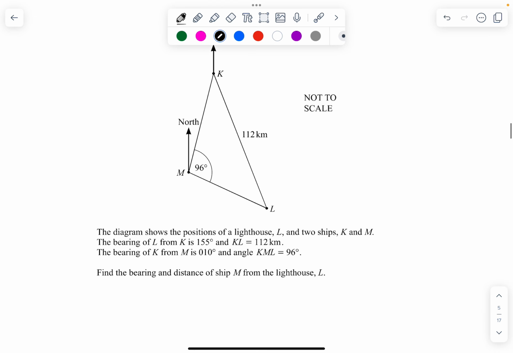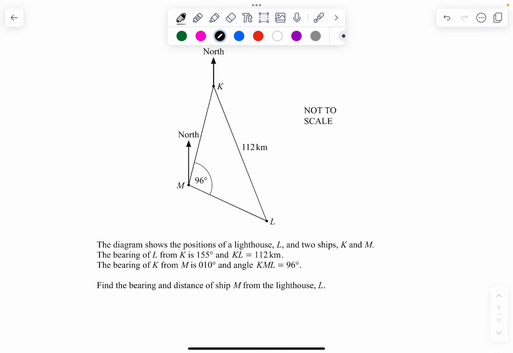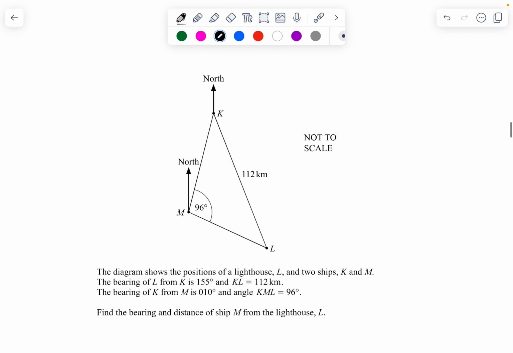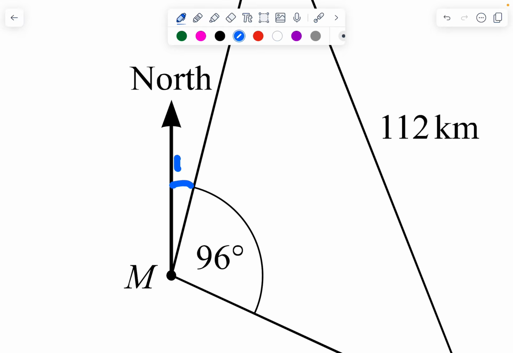Question number 5. The diagram shows the position of a lighthouse L and two ships K and M. The bearing of L from K is 155. So the bearing is measured from K. This is 90. So the remaining angle has to be 65 degrees. This angle is 65 degrees. Next, the bearing of K from M is 10. So this small angle is going to be 10.